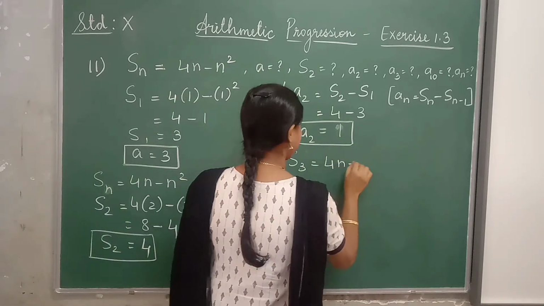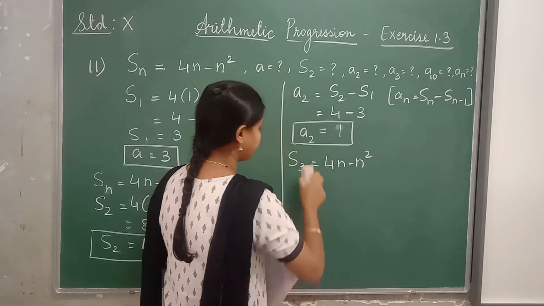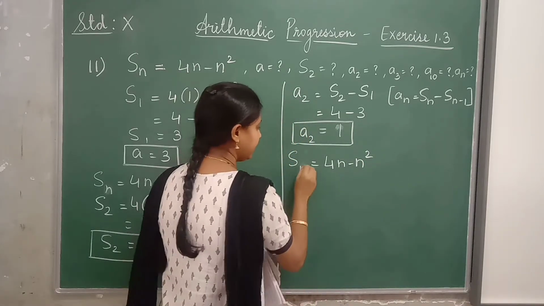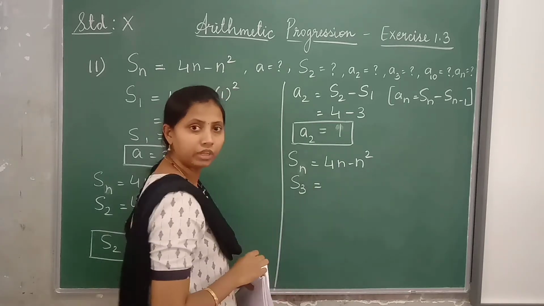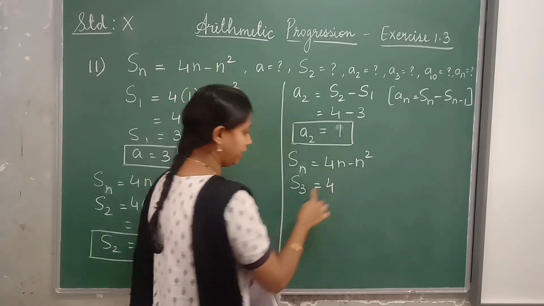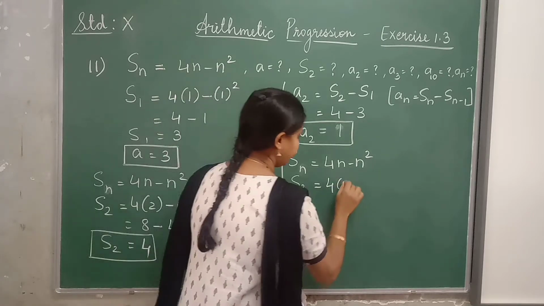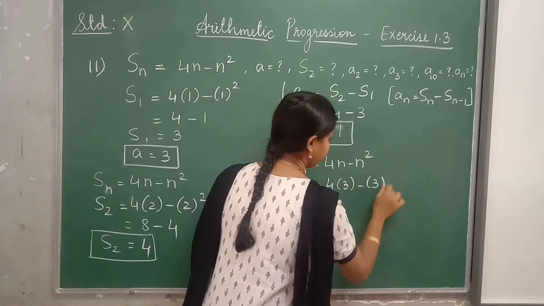4n minus n square. Firstly we have to write Sn. Sn is given as 4n minus n square. So using this we can find sum of 3 terms. That is, in place of n you have to substitute 3 now. 4 into 3 minus 3 square.